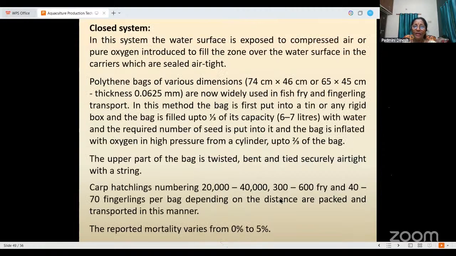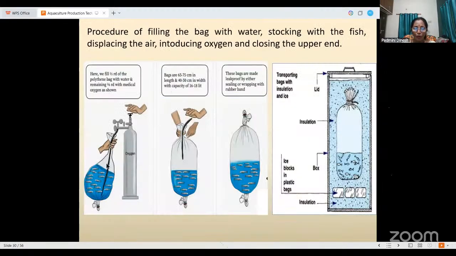In the closed system, this is the best part of transportation. Why? You're going to use polythene bags of various dimensions. So you can see over there, polythene bags can be used. In the polythene bags, you're going to fill 1/3 of the bag with water. 2/3 of it is going to be oxygen. You're going to pump oxygen into these packets, twist the packet, bend it up, and put a rubber band.